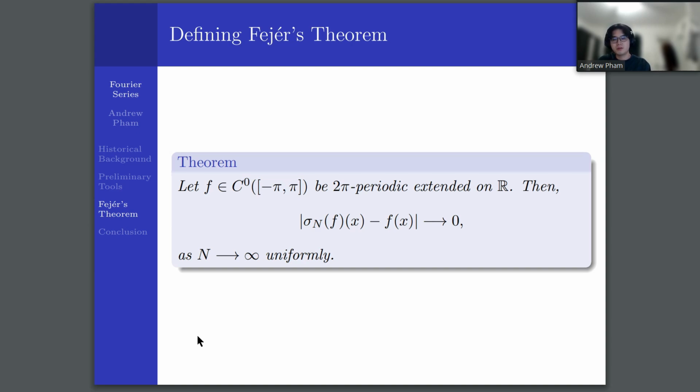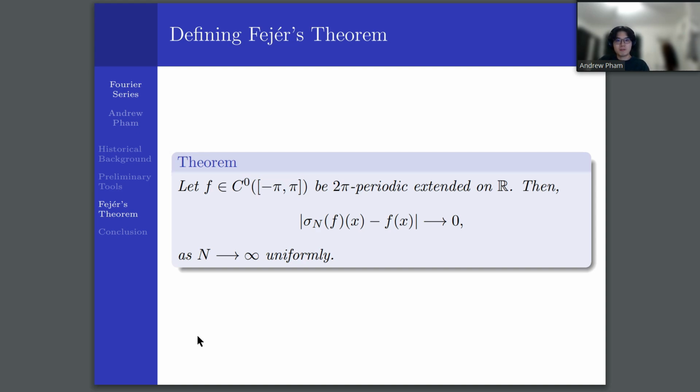So, what does it say? Under the criteria that f is a continuous function on the closed interval of minus pi and pi, and it's also 2 pi periodic, and it's also extended across the entirety of the real line, then the Fejér means of f will converge to f as n goes to infinity uniformly.